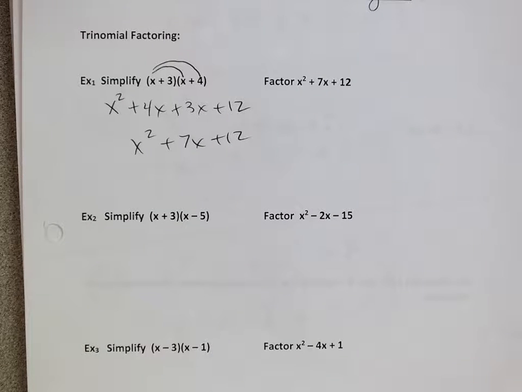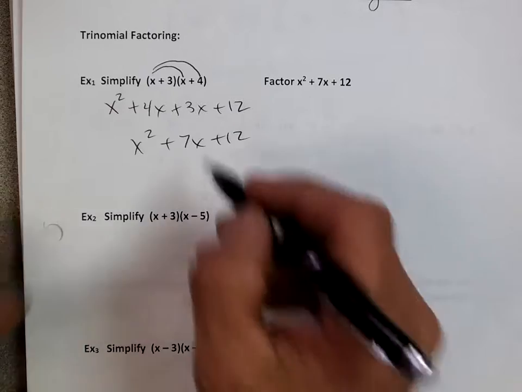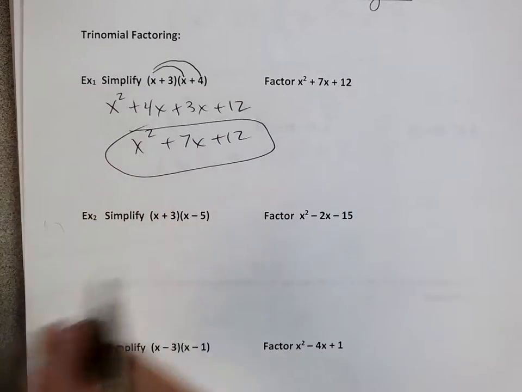Nice job, Isaac. You guys see that? He already knew the middle term was 4 and 3 is 7. You should be getting good enough at this that you can probably skip that step.